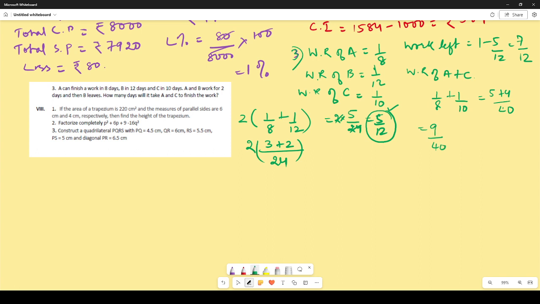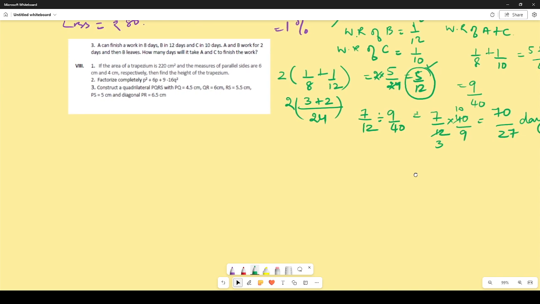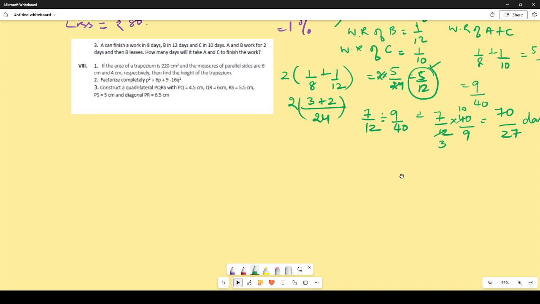And they have to finish 7 by 12 work. So how long are they going to take? So 7 by 12 divided by 9 by 40 is the number of days it is going to take them. So this comes to 7 by 12 into 40 by 9. 4 3s are 12, 4 10s are 40, so it will be 70 by 27 days it will take them to finish the work, right? That is how you are supposed to solve it. If you did not do it this way, or if you did not arrive at this answer, then I'm sorry, you will lose marks in that.